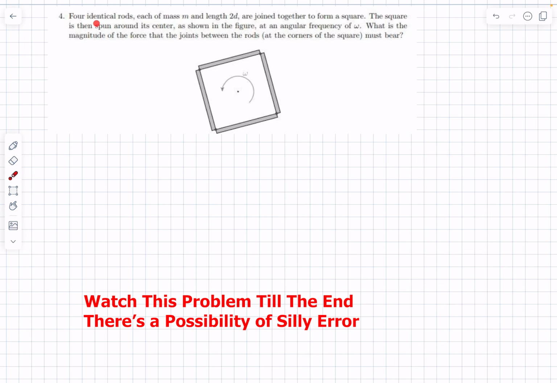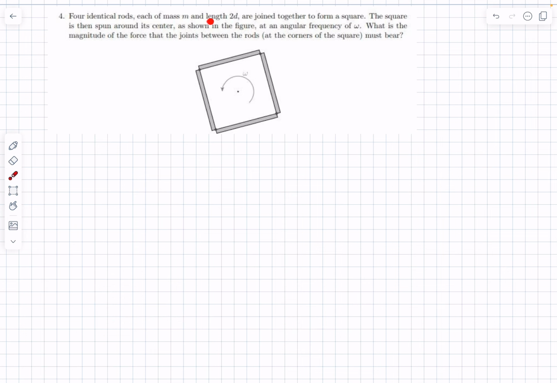So in this first problem we have four identical rods, each of mass m and length 2d. They are joined to form a square. The square is then spun around its center, as shown in the figure, at an angular velocity of omega. What is the magnitude of the force on the joints between the rods? So they're talking about these four joints over here. We have to find the force on these joints.